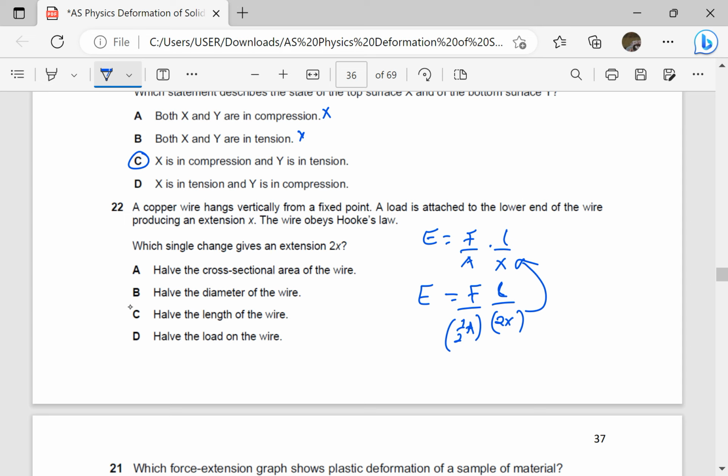So half the cross-sectional area of the wire, that is very correct. When the cross-sectional area is a half, it means the extension is 2x, so that the Young modulus remains the same. It can't be half the diameter, because remember, area is directly proportional to diameter squared. So the answer is going to be A.